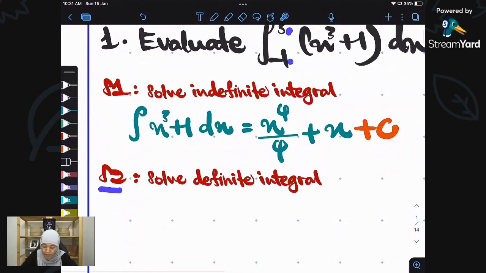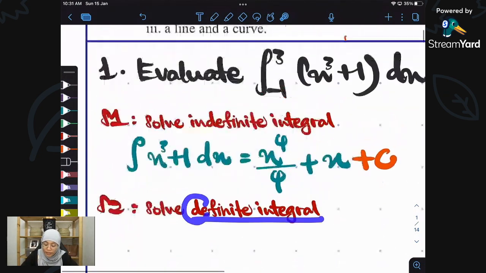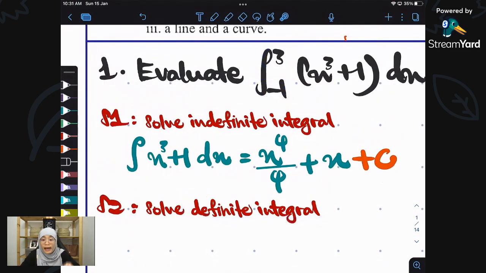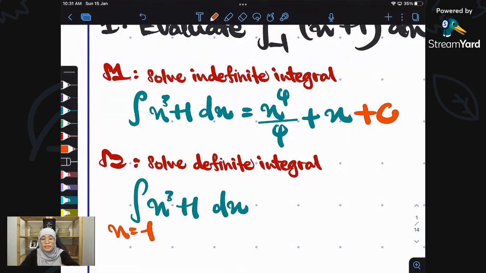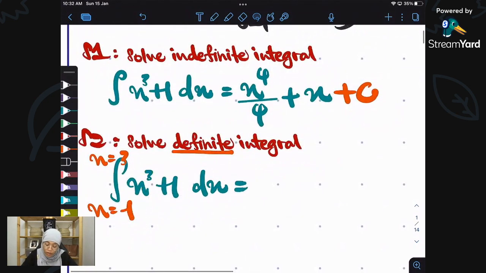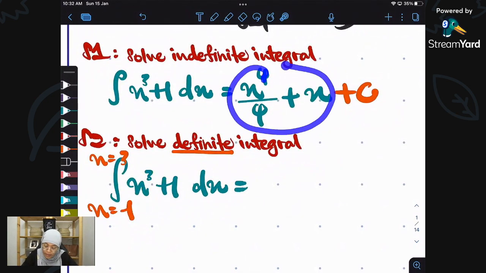The second step, now we solve the definite integral. The definite means with limit. The exact question, which is the integration of x cubed plus 1 dx, but then we bring the limit together, which is -1 until 3. Now, this is called a definite integral. And now we don't have to integrate it anymore. We already got our answer here.